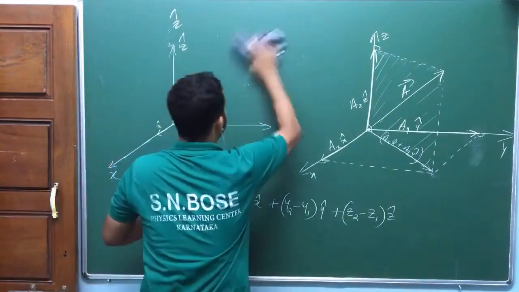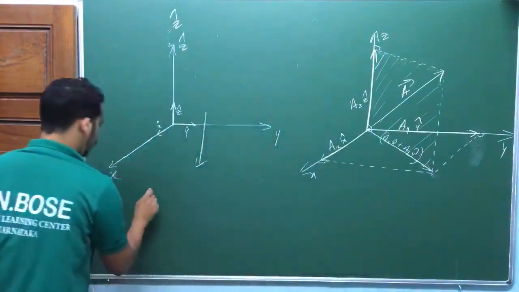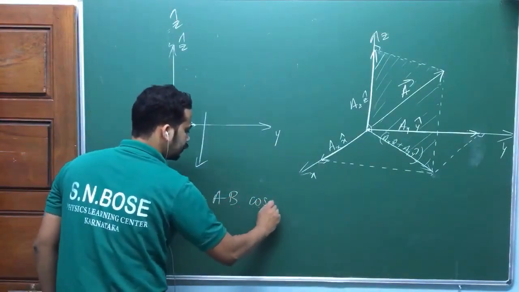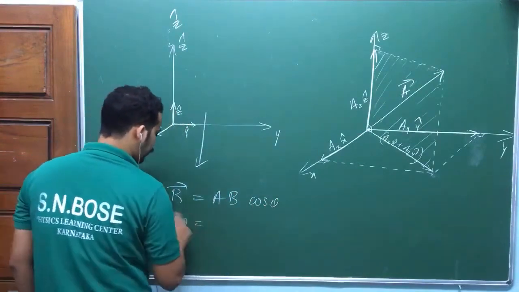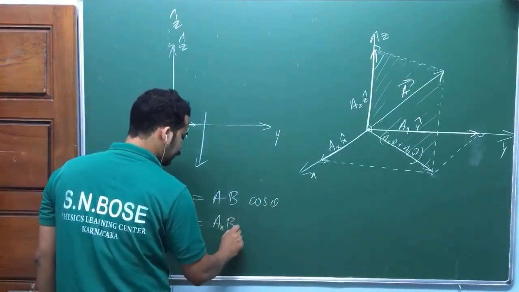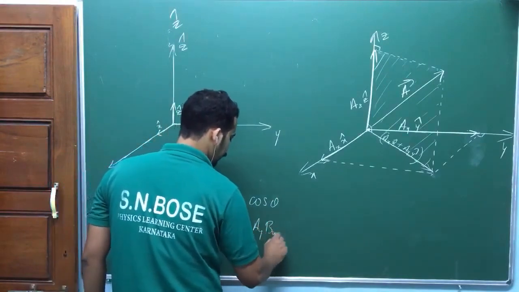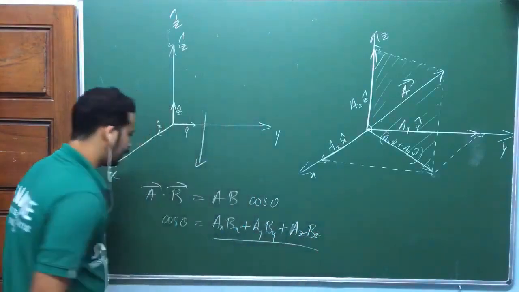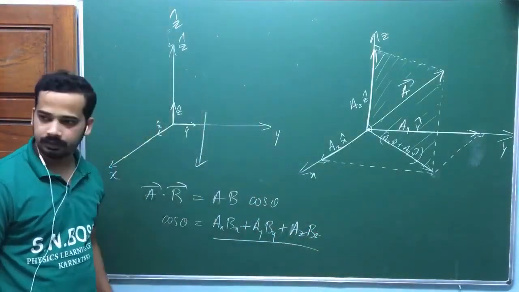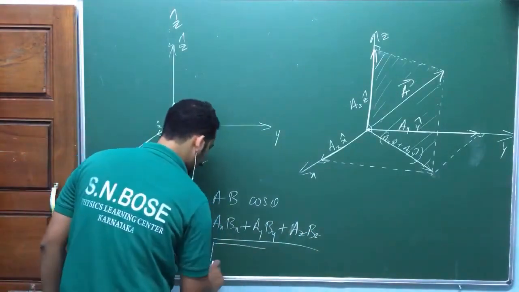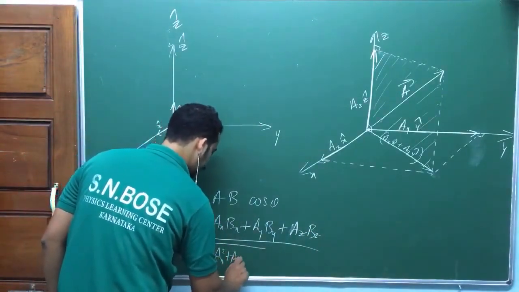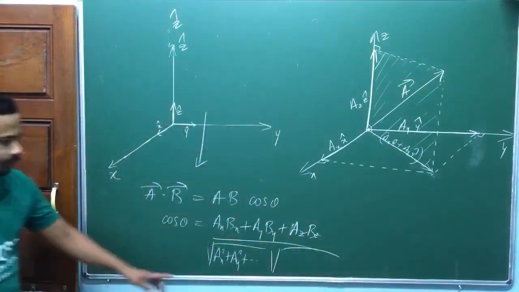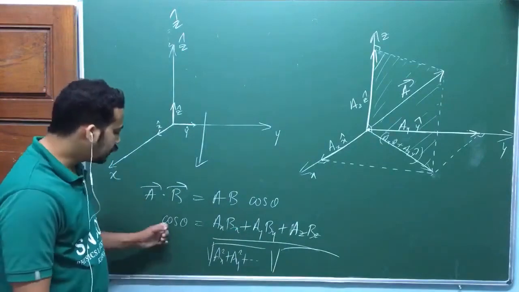I hope you have noted down this one. In that case, look at here. You can write A dot B is equal to AB cos theta. What is cos theta? It's equal to A dot B divided by A into B. What is A dot B? AX BX plus AY BY plus AZ BZ. What is A? A is nothing but root of AX square plus AY square plus AZ square. What is B? Root of BX square plus BY square plus BZ square. Like that you can find the angle.